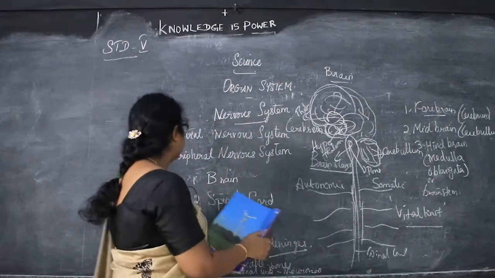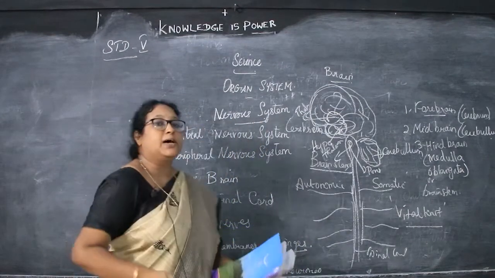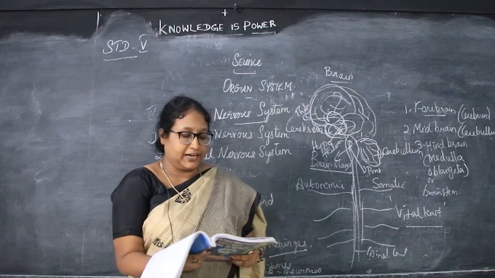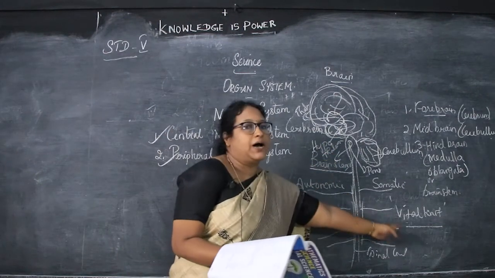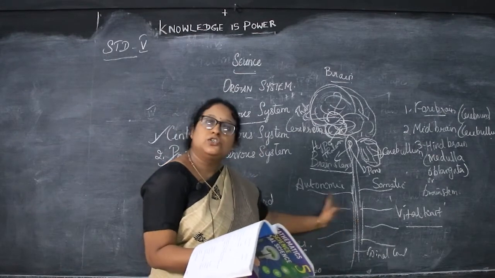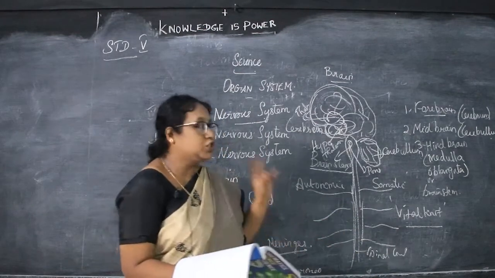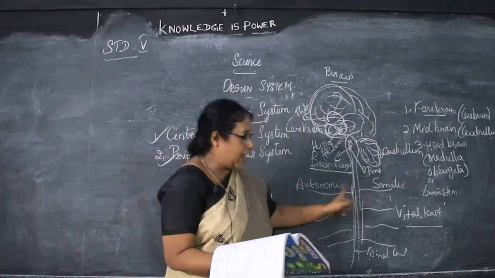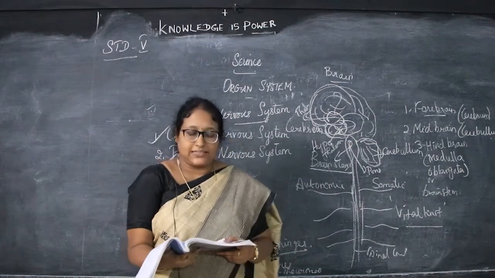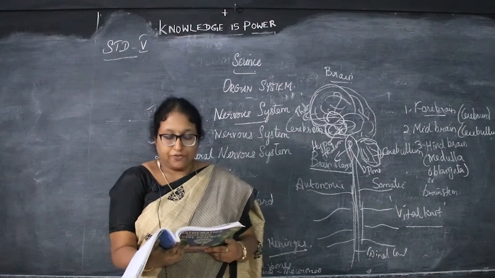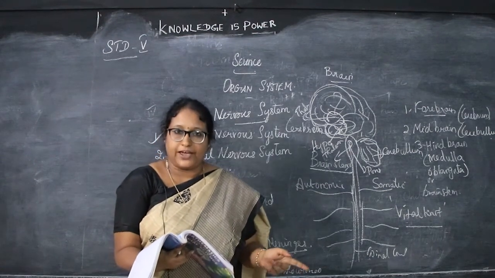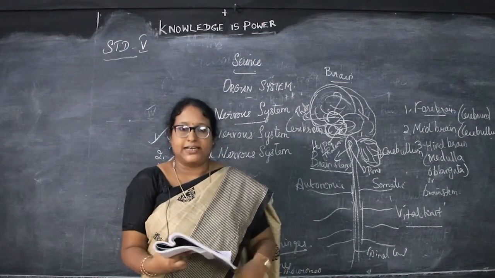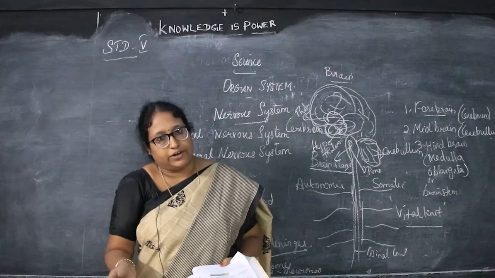So we have finished the central nervous system. Now we are going to the peripheral nervous system. It consists of nerves extending from the spinal cord to all parts of the body. It is made up of two parts, the somatic and autonomic nervous systems. The somatic nervous system carries sensation from the organs to the brain, and takes messages from the brain to the organs for movement.